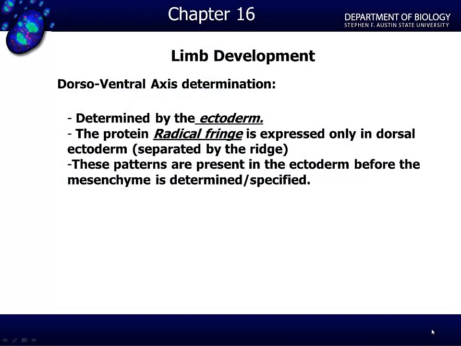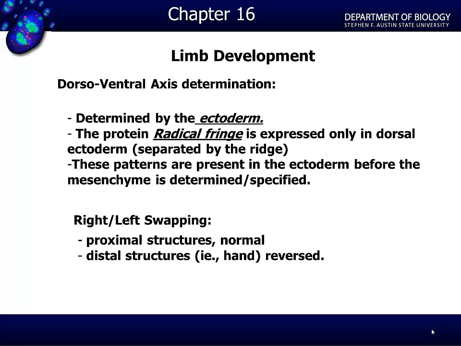Now that we've considered proximal distal patterning and anterior posterior patterning, we're going to turn our attention in this second podcast to dorsal ventral patterning. This is going to be a role that is played by the ectoderm. And so we're going to look at the different factors that are expressed in different positions of the ectoderm and how those chemical signals impact the development of the underlying mesoderm.